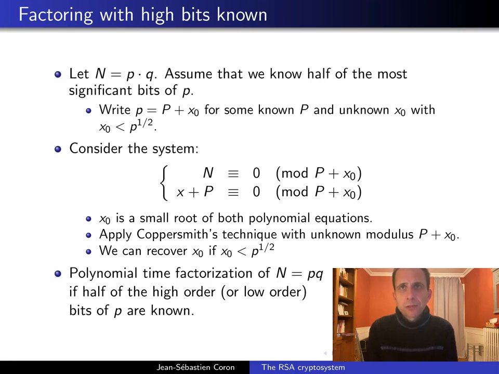The only difference with the previous Coppersmith technique is that we don't know the modulus. Previously, the modulus was capital N, a public modulus, but this time it's an unknown modulus, P plus x0. But actually this makes no difference. We can recover x0 using the same technique, and the bound on x0 is that x0 should be less than the square root of p. So this means that we have a polynomial time factorization algorithm of an RSA modulus p times q if we know half of the high order bits of p. And the same applies if we know the low order bits of p.